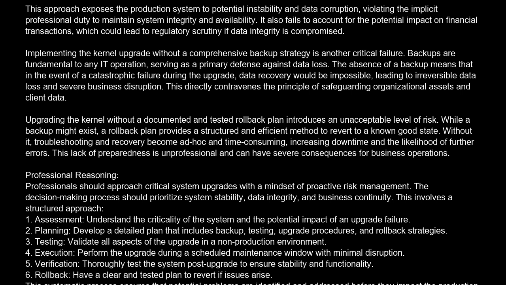4. Execution. Perform the upgrade during a scheduled maintenance window with minimal disruption. 5. Verification. Thoroughly test the system post-upgrade to ensure stability and functionality. 6. Rollback. Have a clear and tested plan to revert if issues arise.